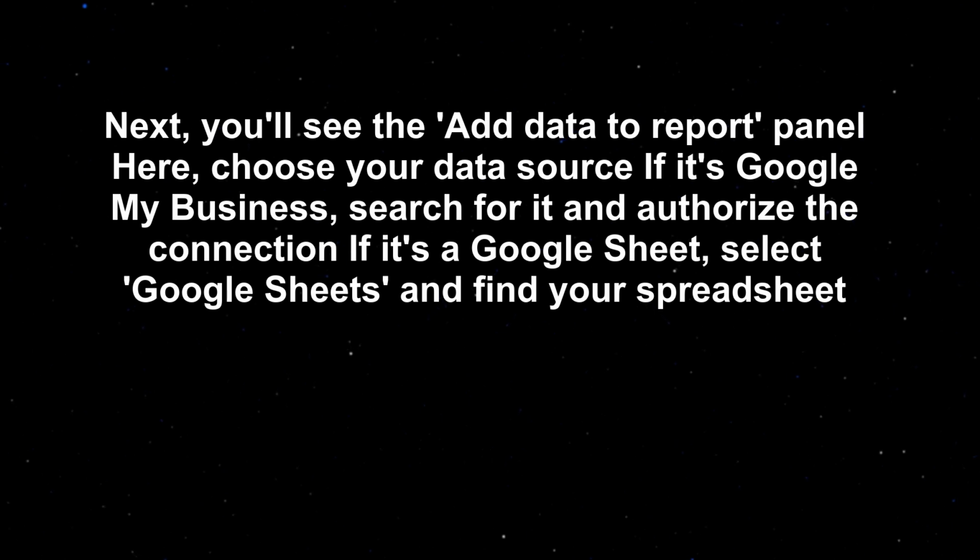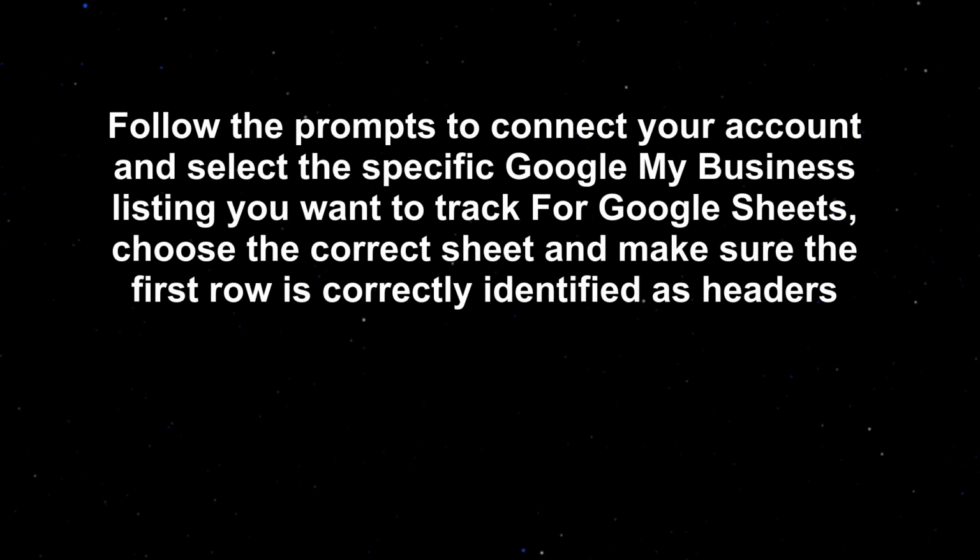Choose your data source. If it's Google My Business, search for it and authorize the connection. If it's a Google Sheet, select Google Sheets and find your spreadsheet. Follow the prompts to connect your account and select the specific Google My Business listing you want to track. For Google Sheets, choose the correct sheet and make sure the first row is correctly identified as headers.